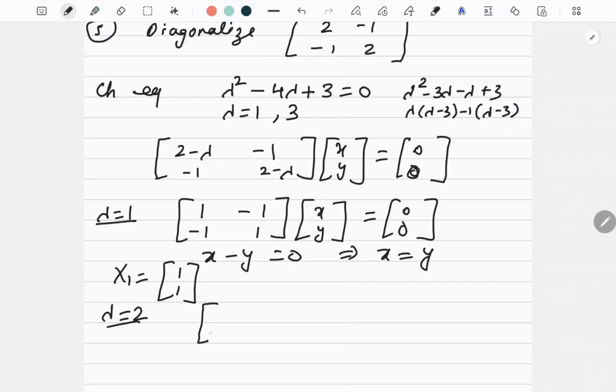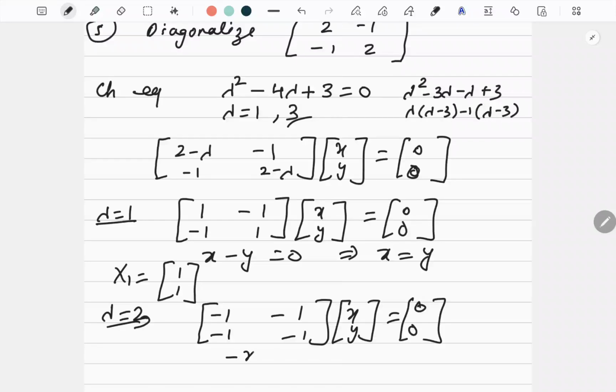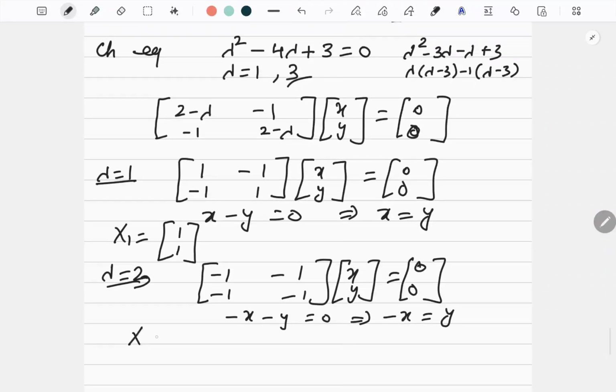So for the second eigenvector, 2 minus lambda. My second eigenvalue is 3, so 2 minus 3 is minus 1, minus 1, minus 1, and 2 minus 3 is again minus 1. Xy is equal to 0 0. Right? So minus x minus y is equal to 0, which implies minus x is equal to y. So my eigenvector corresponding to this is minus 1 1. Even if you write 1 minus 1, that is also correct.